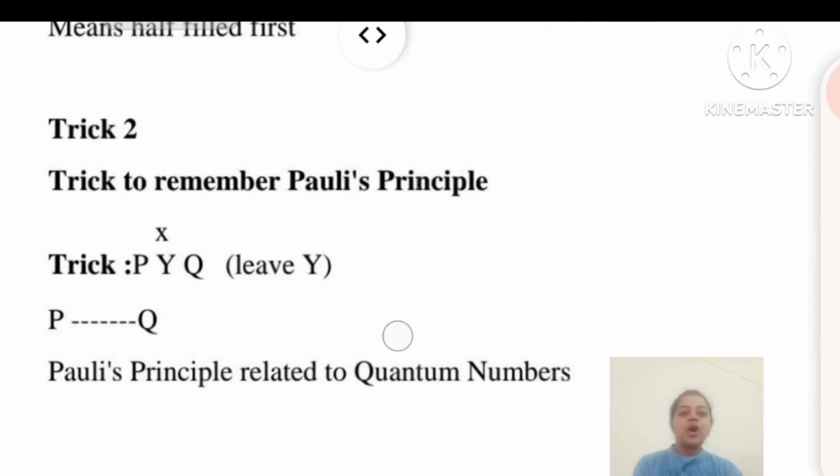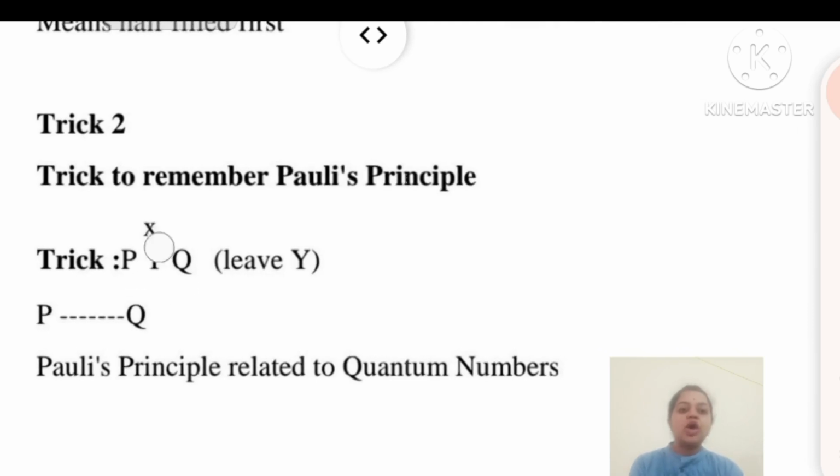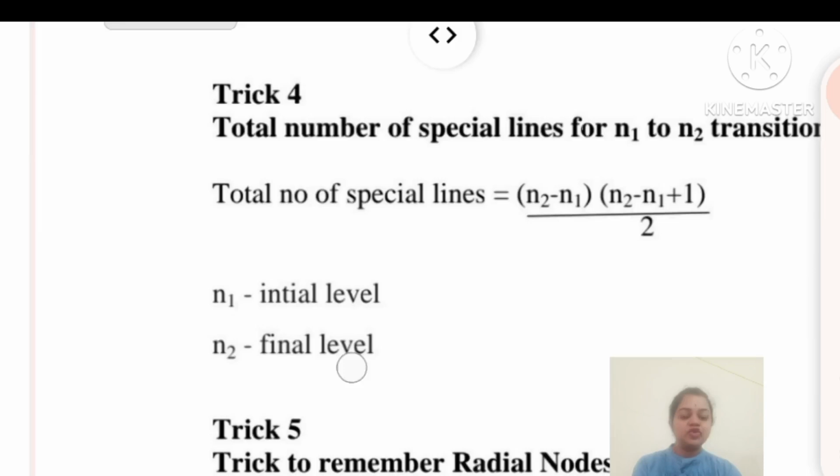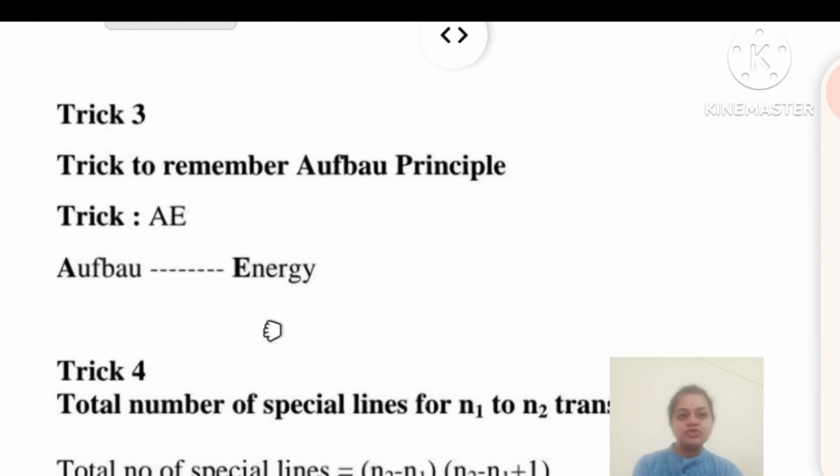Trick to remember Pauli's principle. In previous year questions, you will always hear this word. So, skip this. Pauli's is always directly related to quantum numbers. In future, I will tell you the definition of Pauli's principle.